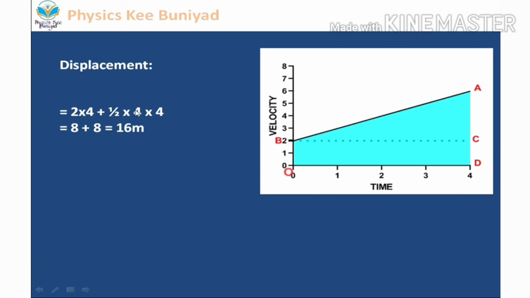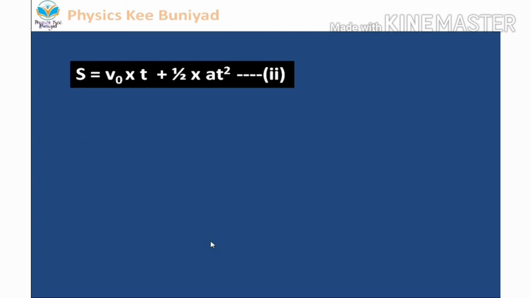So we will get 8 plus, here 2 and 4 will cancel out, so the remaining is 2. 2 into 2 will be 4. 2 into 4 equal to 8. So 8 plus 8 equal to 16 meters. So in this way you can calculate the displacement from a velocity-time graph.